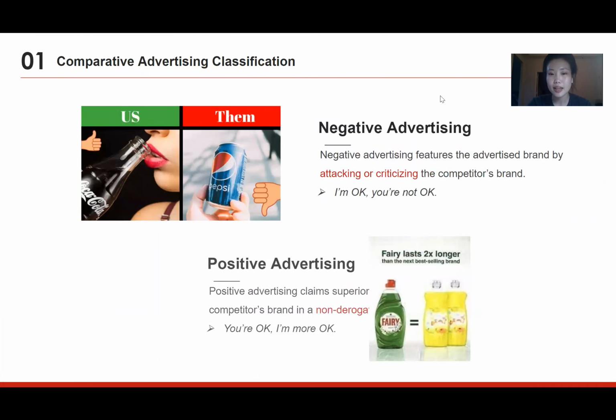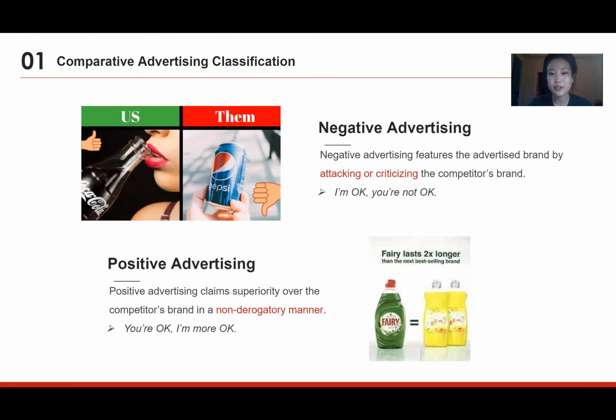Comparative advertising can be either negative or positive. Negative advertising features the advertised brand by attacking or criticizing the competitor's brand, like "I'm okay, but you are not okay." While positive advertising claims superiority over the competitor's brand in a non-derogatory manner, like "you are okay, but I'm more okay." In other words, negative advertising can be defined as a subcategory of comparative advertising.